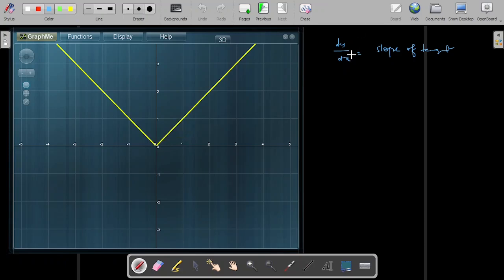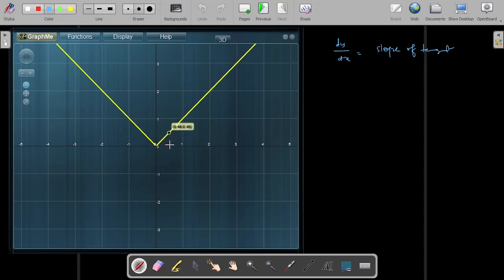We know the fact that the geometrical meaning of the derivative is the slope of the tangent. Derivative at any point x equal to a is the slope of the tangent at that point. Now look at the point x equal to 0. As soon as you look at the graph at x equal to 0, the x-axis looks like a tangent to the graph of the function. So if the x-axis is the tangent, the slope of the x-axis is 0. Therefore, the derivative of this modulus function at x equal to 0 must be equal to 0, isn't it?